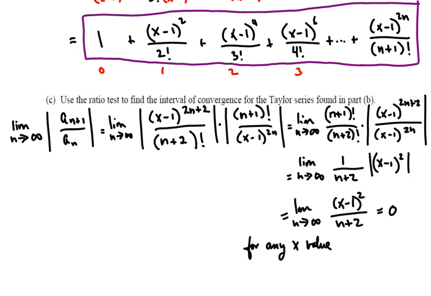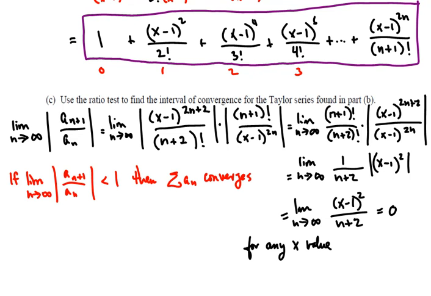And remember that the ratio test tells us that if the limit as n goes to infinity of the absolute value of the n plus first term over the nth term is less than 1, then the series converges. And since this will always be less than 1 for all x values, it will converge for all x values.